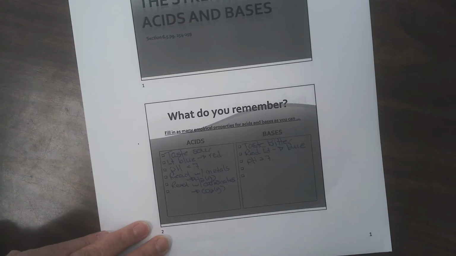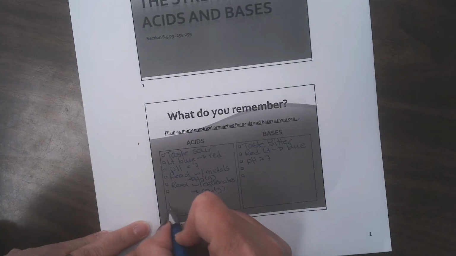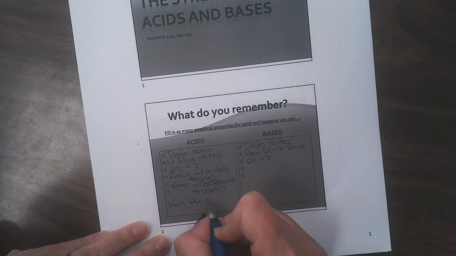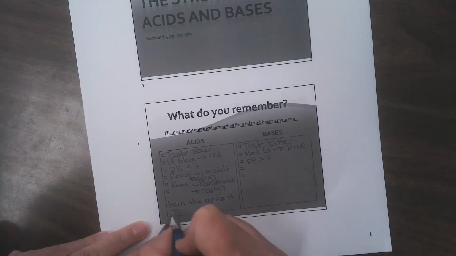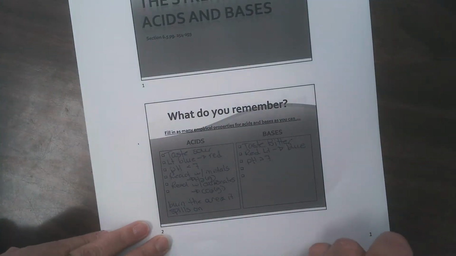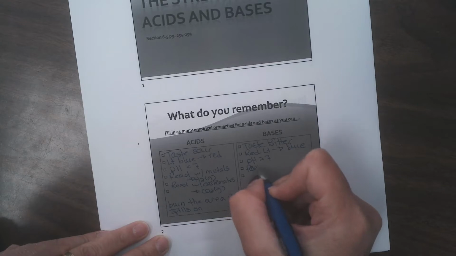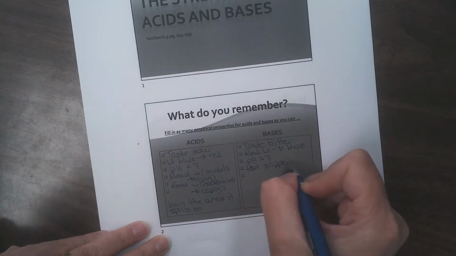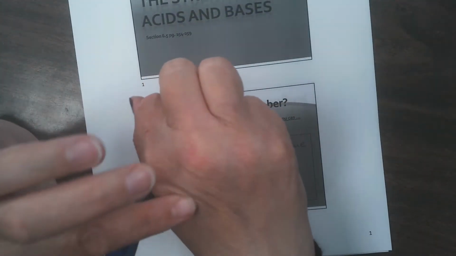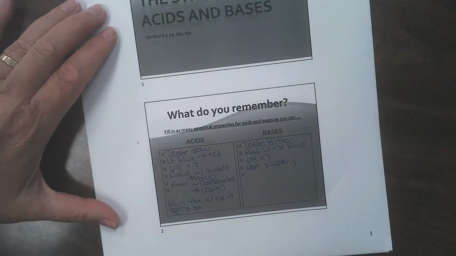The other piece of information over here is that acids will burn the area that they spill on, and by area, I'm specifically talking about getting it on your skin. If you were to get a base on your skin, it would feel slippery. What's happening is that the hydroxide is reacting with the fat cells in your skin to turn it into soap.